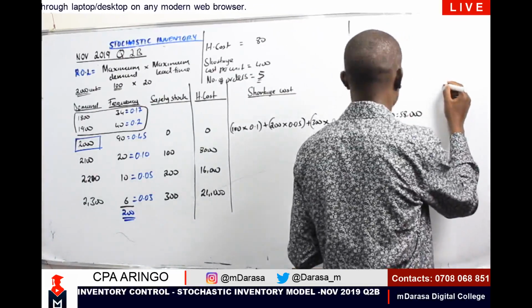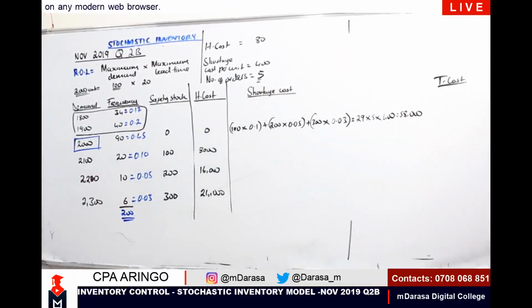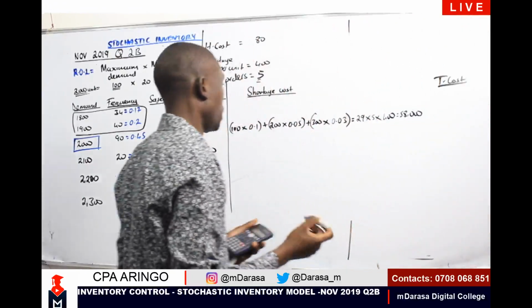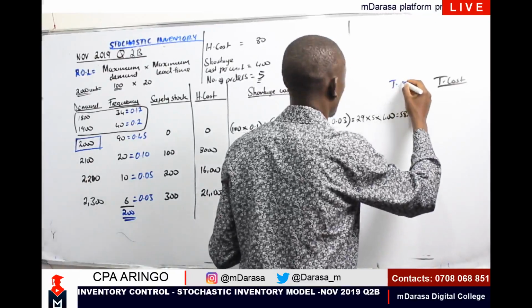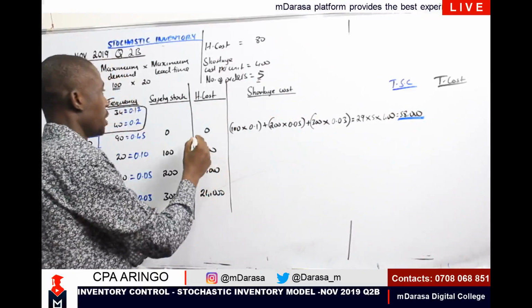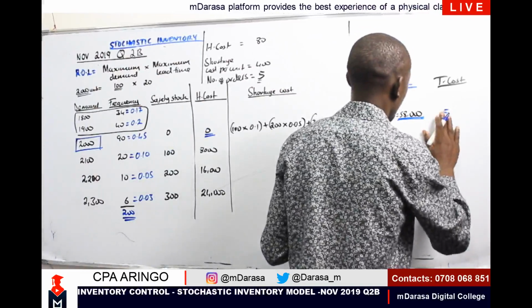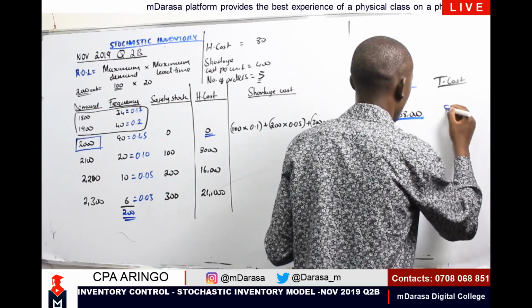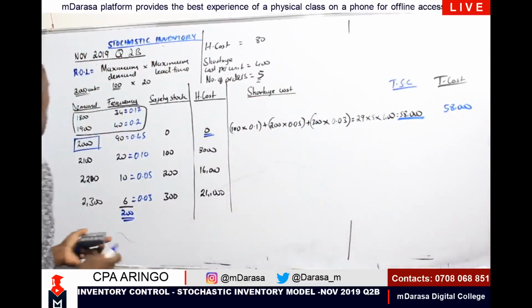So to determine our total cost at that point, my total cost should be the total shortage cost, which is 58,000. This time round, we didn't have our holding cost. So therefore, I should be talking of 58,000 at that point. Proceed to the next point.